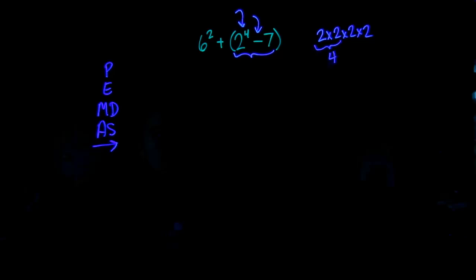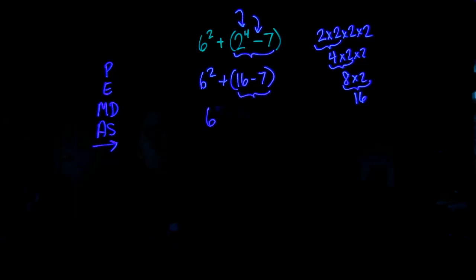2 times 2 is 4. 4 times 2 is 8. 8 times 2 is 16. Okay, so 2 to the 4th power is 16 minus 7. We're going to go ahead and wrap up this parentheses here. 16 minus 7 is 9. And we are done with parentheses.